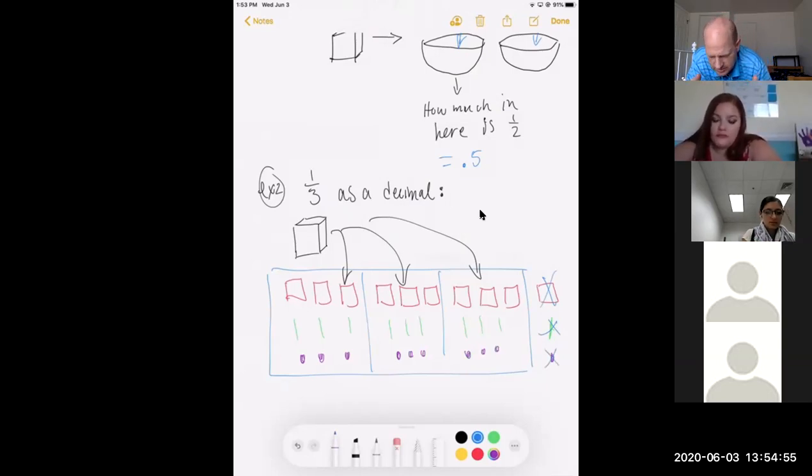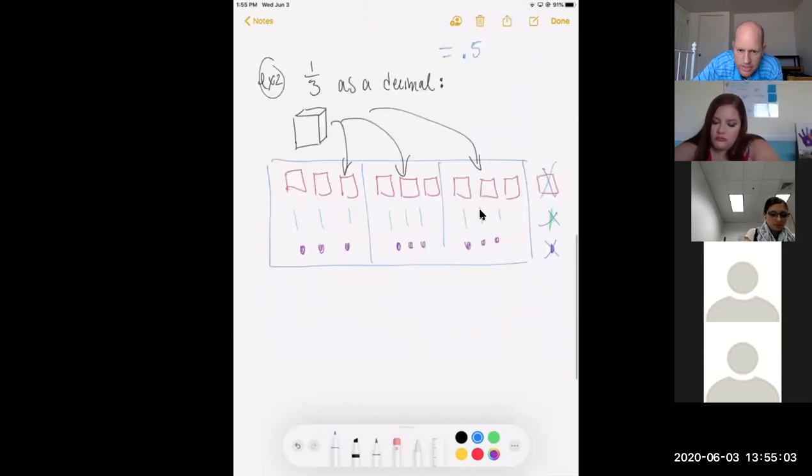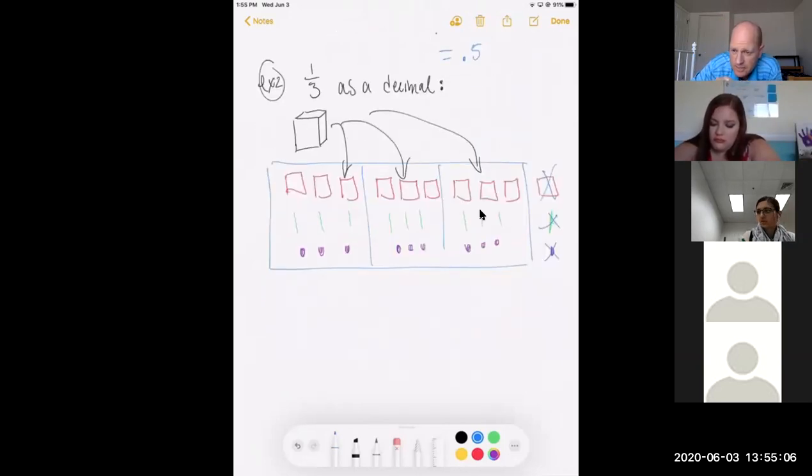So with this, because we have one left over each time we divide them out, we need to see a pattern here. If we were to take that one unit cube and divide it up into 10 parts, the same thing will happen. We'll distribute 9 of them into these three groups.